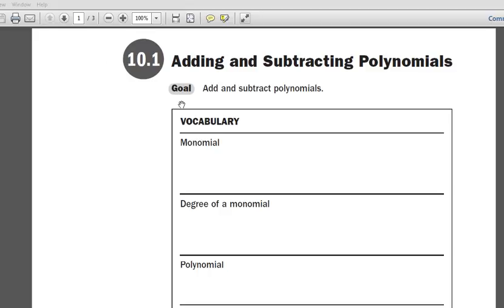Now we're going to start our chapter 10 with adding and subtracting polynomials, but before we do that, we're going to need some definitions. So the first page on 205 of the note-taking packet is a lot of definitions. We're going to try to keep it short and put some examples in here.